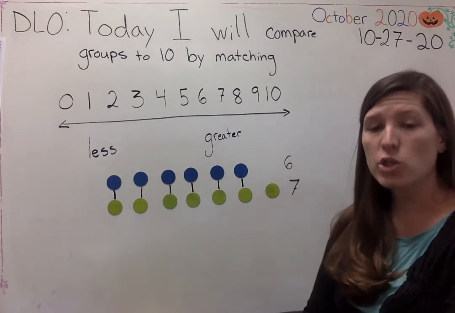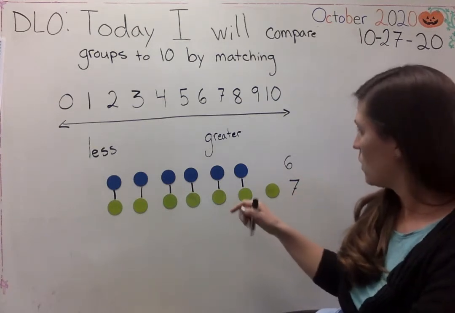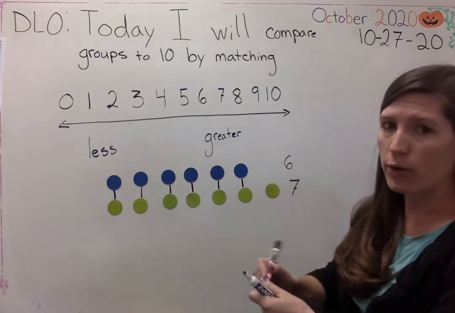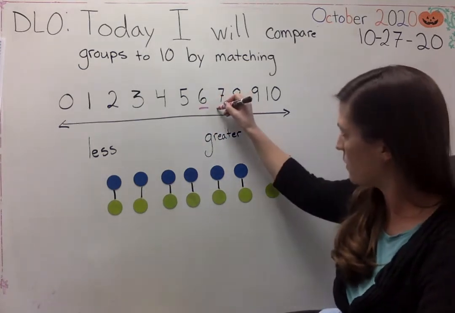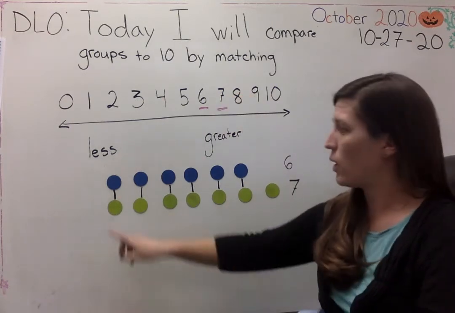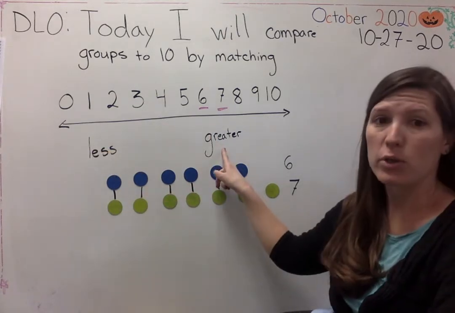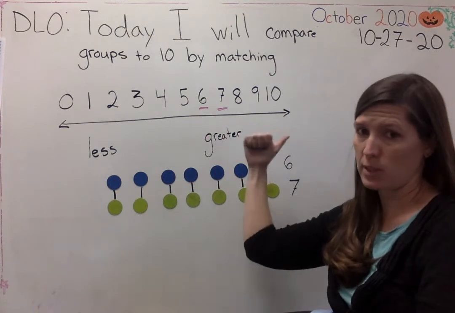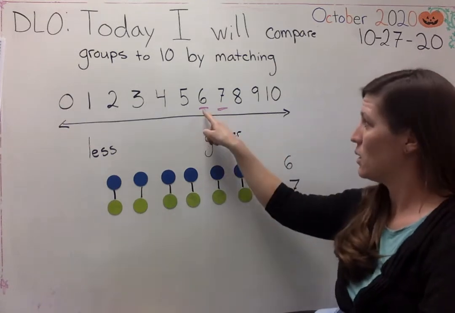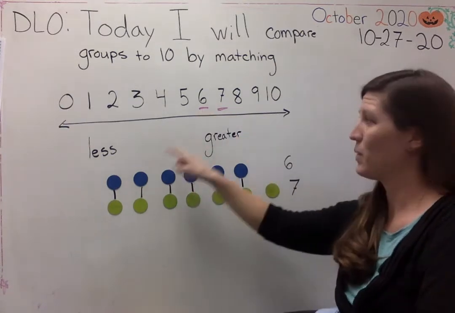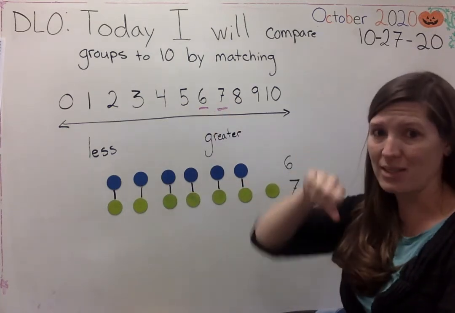I want to figure out which number is greater, more. 6 and 7. Let me get a different color here. I'm just going to underline it on my number line to see where they're at. 6 is here. 7 is here. We know that when a number is less, it's closest to 0. And we know when a number is greater, it's further from 0. So we have 6 and 7. Which number is less? If I look on the number line, it's the one closest to 0. It's 6.